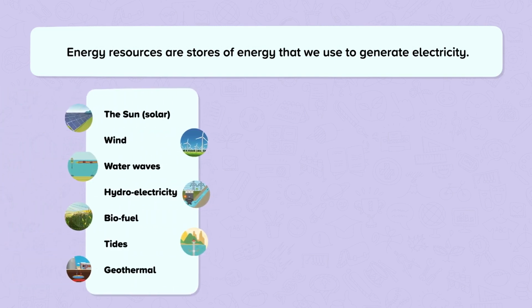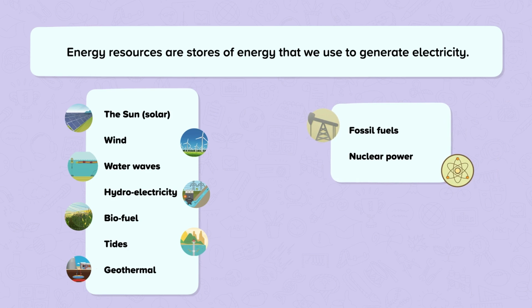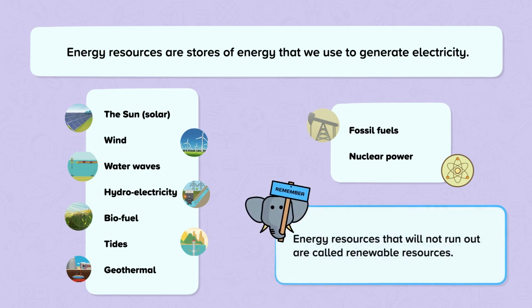Energy resources are stores of energy that we use to generate electricity. Some of the energy resources that we currently use to convert energy to electricity are the sun, wind, waterways, hydroelectricity, biofuel, tides, geothermal, and fossil fuels and nuclear power. Remember, energy resources that will not run out are called renewable resources.